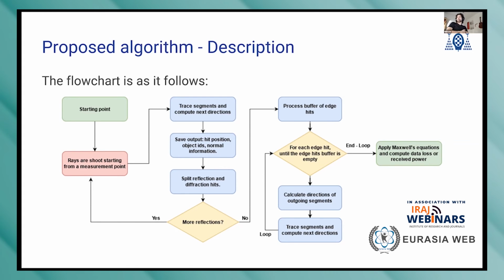So the first thing we do is calculate the directions of a number of outgoing segments for each edge hit. This will cover a cone with a constant beta angle and a range of phi. That will be the Keller's cone. And then we follow the rays like we did before, continuing with shooting reflected rays, maybe with a lower number of segments. We will continue this until the buffer of edge hits is empty and we have all the rays, hits, and distances stored. Then we can apply the Maxwell equations and compute the path loss and received power.